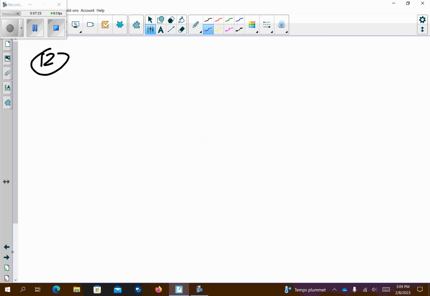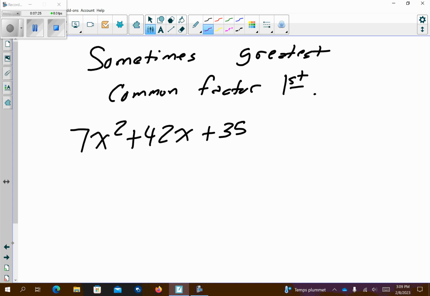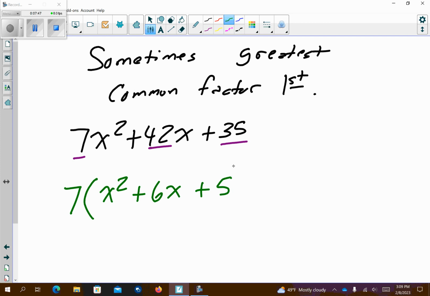And problem number 12, I guess I didn't write down. Okay. Sometimes this might happen. Sometimes you have a greatest common factor you have to deal with first. So if you look at 7, 42, and 35, 7 can factor out of all three. Okay? So if I factor a 7 out, then I'm left with x squared plus 6x plus 5. This 7 is going to be part of the answer, so I'm going to bring this down here. So I'm going to have my parentheses. So notice this is part of the answer.